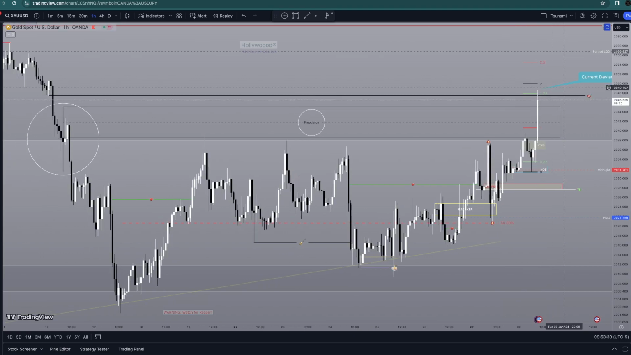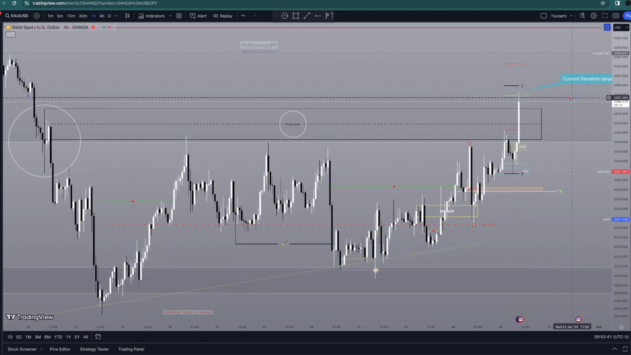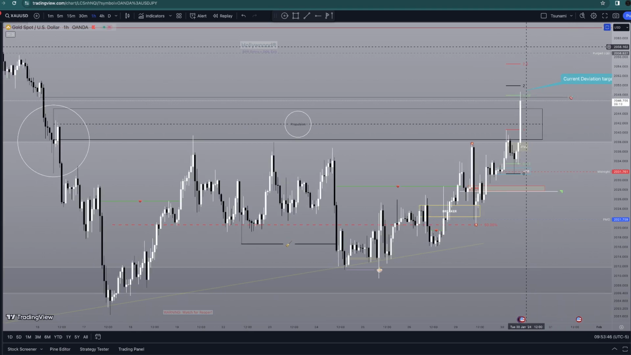We are done for the day. That was my final foreseeable target. Anything that happens after that is buy side liquidity grabs on these previous daily highs.